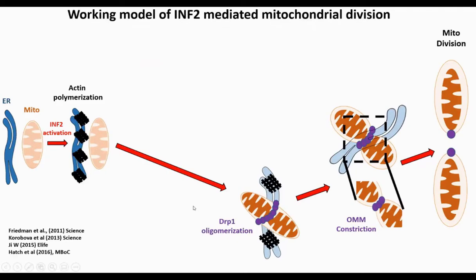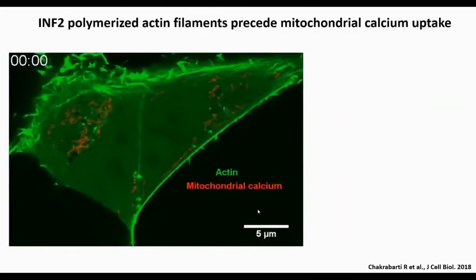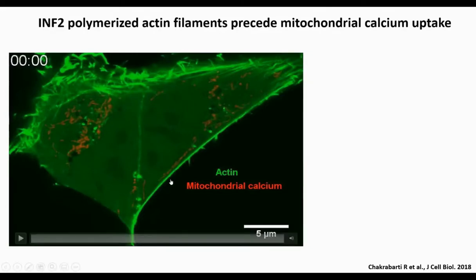But just from this model, what I figured out is that there is a gap of knowledge right over here, and there might be other things happening between actin filament assembly and Drp1 oligomerization, and this is where I started to work on this project. What we noticed is, since we are raising the intracellular calcium, we first found out that there was an influx of mitochondrial calcium upon this treatment.